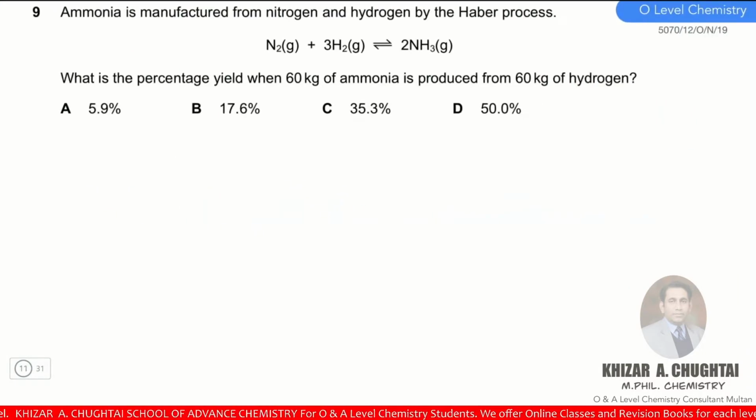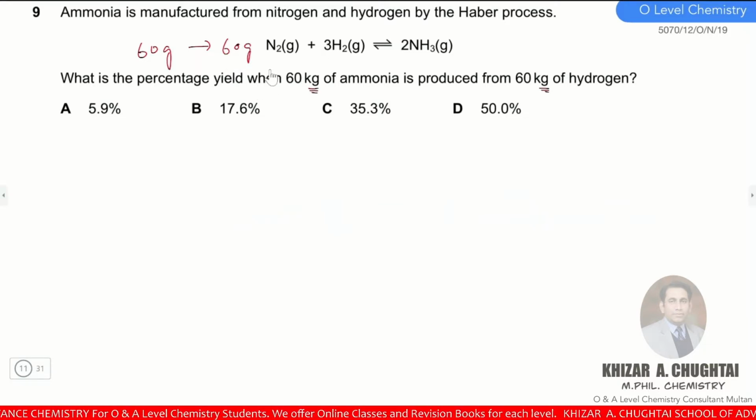Question number 9. Ammonia is manufactured from nitrogen and hydrogen by the Haber process. N2 plus 3H2 goes to 2NH3. What is the percentage yield when 60 kg of ammonia is produced from 60 kg of hydrogen? Once again, I am going to ignore these sorts of units. For example, I'm going to suppose 60 gram is going to react, and 60 gram is going to form in this whole procedure.